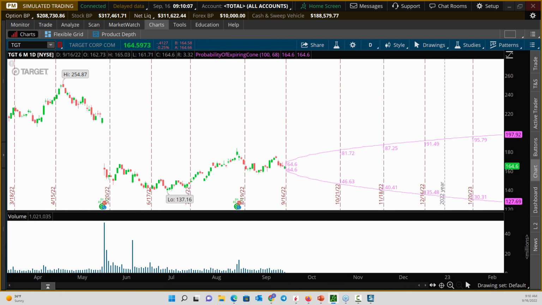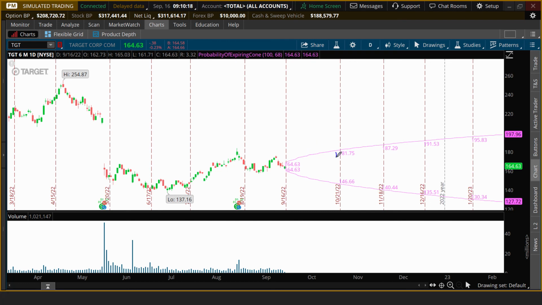And guess what? Our numbers are going to be slightly different utilizing the option prices. What did our number come out to right up here? Well, it came out to 177.90. That's different than 181.75. And the bottom one came out to 150.10. So do you see that our probability cone is a little bit more narrow utilizing the option prices? And this is almost always how it works.